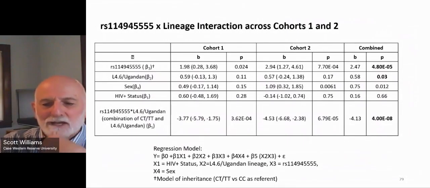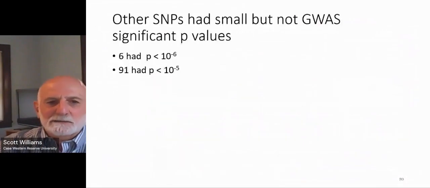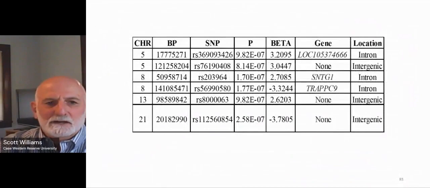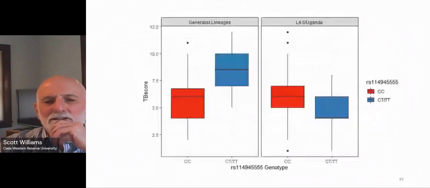Indicating that we do have, in fact, evidence for a strong statistical interaction. We found 6 other SNPs that had a p-value of less than 10 to the minus 6 and 91 at 10 to the minus 5. And these are the other 6 SNPs that were significant at 10 to the minus 5 or 10 to the minus 6.